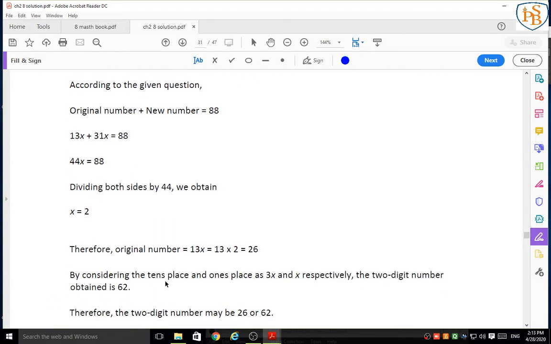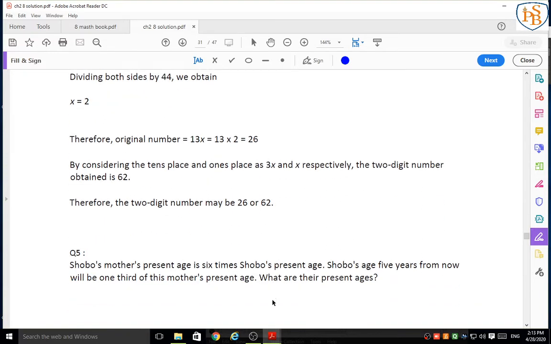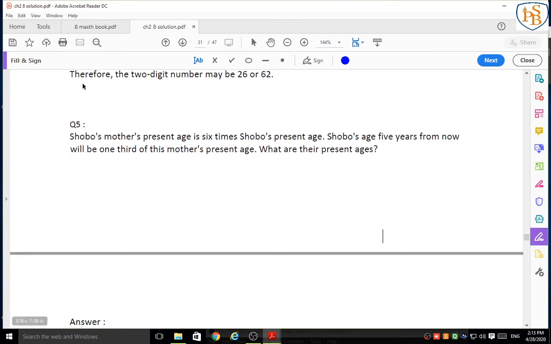By considering the tens place and ones place as 3x and x respectively, the two-digit number obtained is 62, exactly the interchanged number. Therefore the two-digit number may be 26 or 62. Now question number 5.